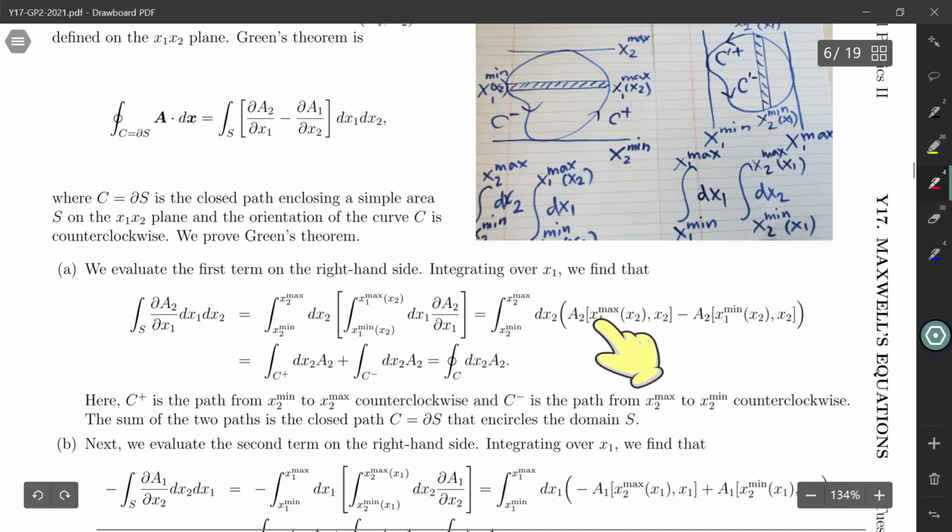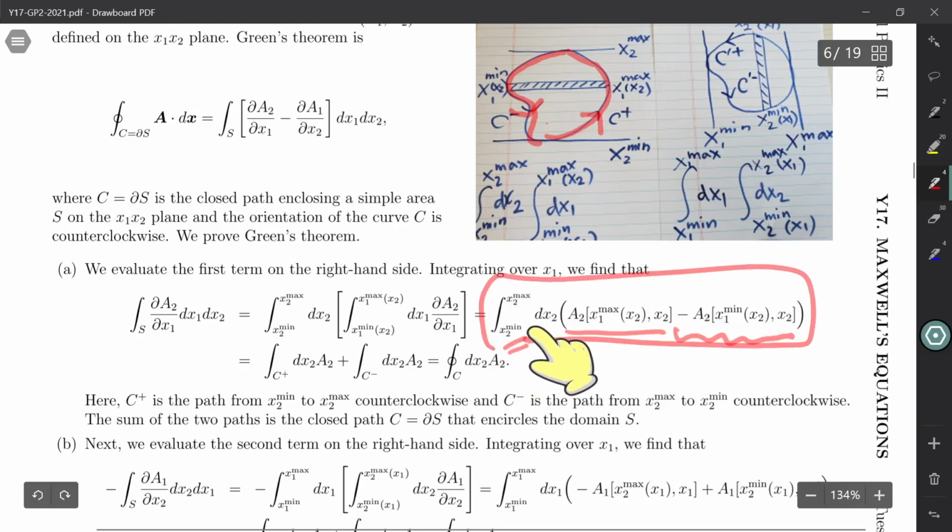So if we carry out the x2 integral, this x1 max term, from x2 minimum, becomes this curve. And then the second term, this integral is from x2 minimum to maximum. So it goes like that. And we have a negative sign, so flip the direction. Then the next term, including the negative sign, this curve completes the loop. So the subtraction is actually the same.